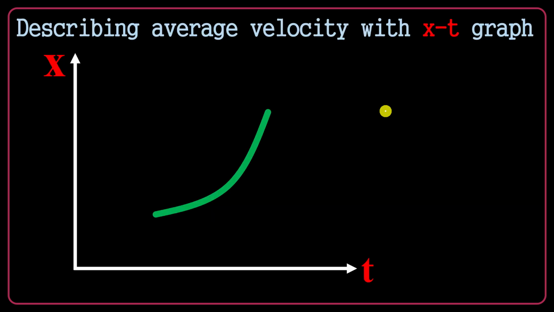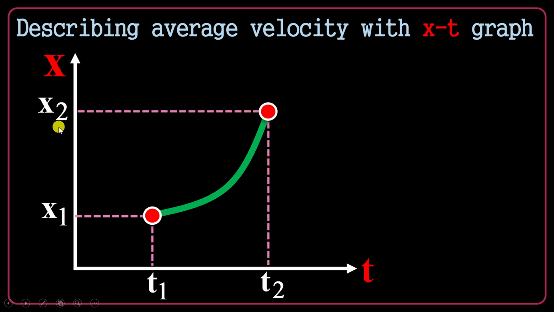Okay, let's continue. Describing average velocity with the xt graph. Suppose that in general the xt graph is given like that, okay? I see that the object starts from t1 and x1 on this graph and ends at t2 and x2, okay? You know that mathematically the segment connecting the beginning and the ending point of this curve is called the secant, okay? This is the secant line. The secant line here connects the beginning and the ending point of this curve, okay?